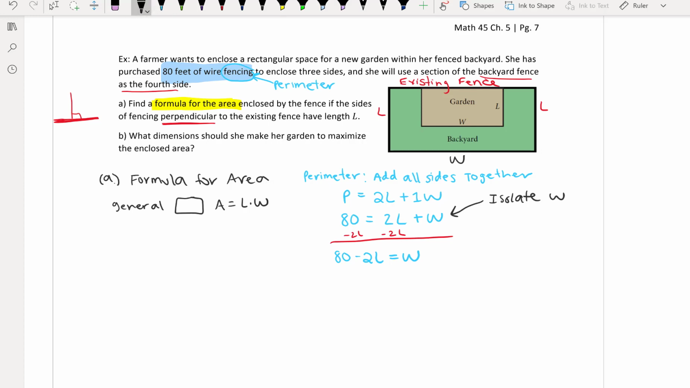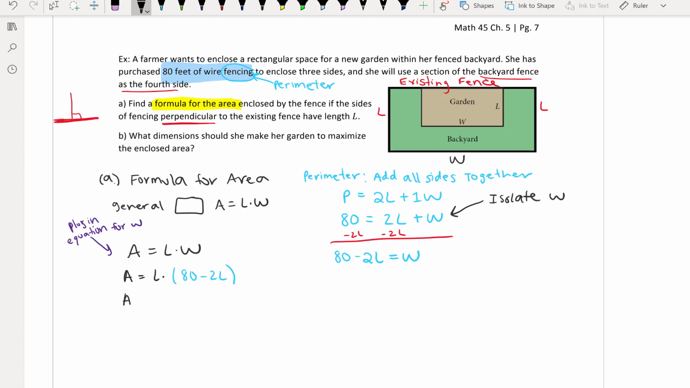So for my area, remember that I have length times width. What I'm going to do here is plug in the equation for W. So I have area is equal to length times, here's the width part, this is where I'm plugging in, 80 minus 2L. And now I'm going to solve for my area.